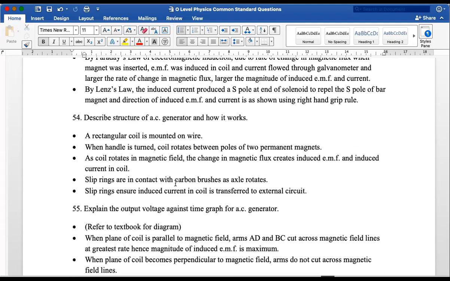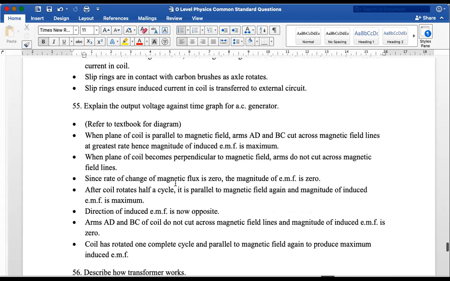Describe the structure of AC generator and how it works. A rectangular coil is mounted on the axle. When the handle is turned, the coil rotates between the poles of two permanent magnets. As the coil rotates in the magnetic field, the change in magnetic flux creates induced EMF and induced current in the coil. Slip rings are in contact with carbon brushes as the axle rotates. Slip rings ensure the induced current in the coil is transferred to the external circuit.